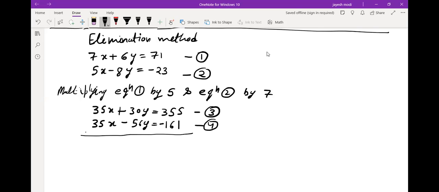Now subtract equation number 4 from equation number 3. Subtract means the sign of 35x in equation number 4, which is positive, becomes negative on subtracting. Minus 56y becomes plus 56y, and minus 161 becomes plus 161, and we write the reason also. Subtracting equation 4 from equation 3. Is that clear to you?